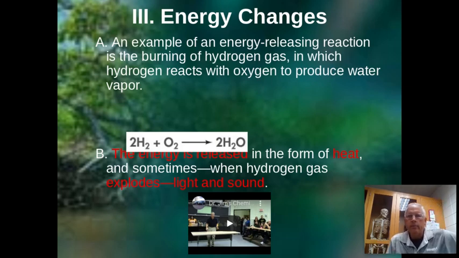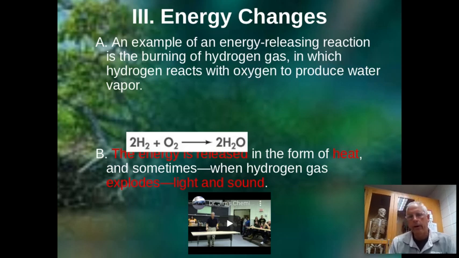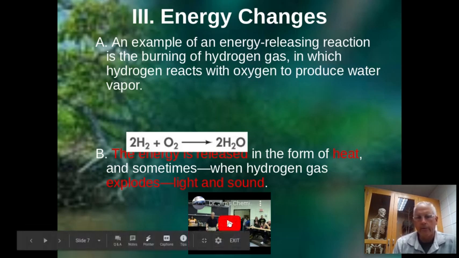What's kind of cool about this experiment is when that energy gets released, it gets released in the form of heat, which is not a big deal. But when hydrogen gas gets released, then it explodes, and it explodes in light and sound. We'll talk a little bit more about that in a minute. So I'm going to play the video. Hopefully it comes through on your screen okay, and hopefully the sound's okay. If sound doesn't come through real well, you at least can see what happens to this reaction that I have on my screen. So here we go.